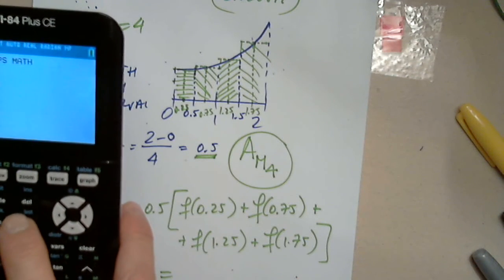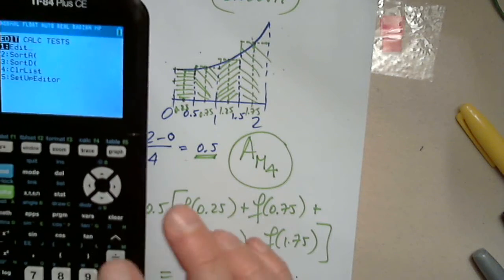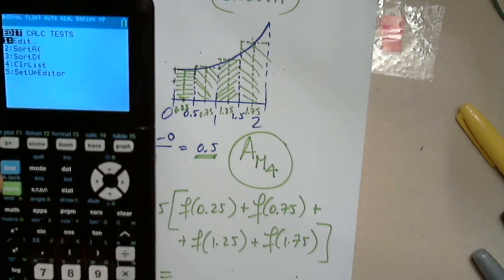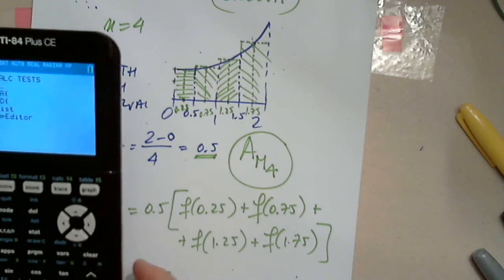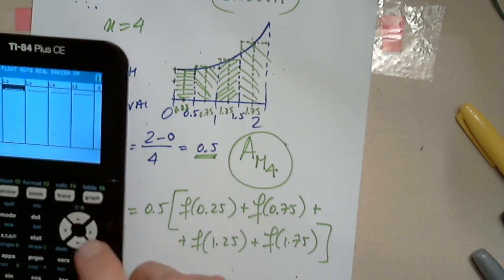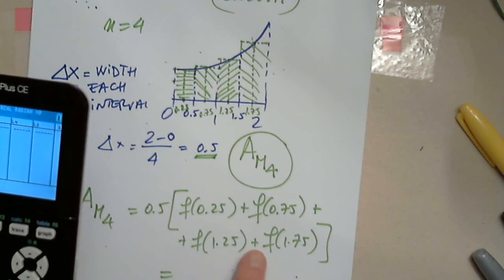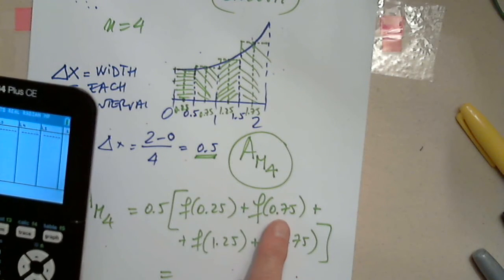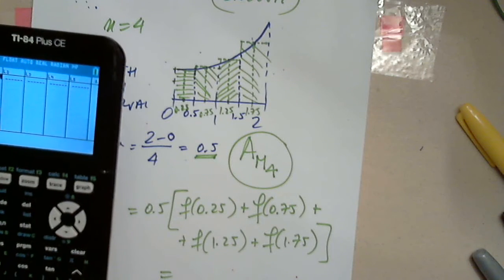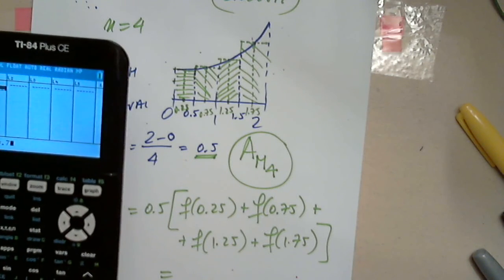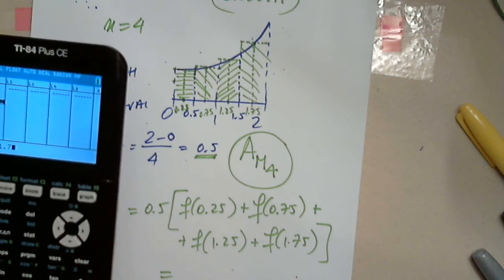Just press stat, not second and list, just stat. And we want to edit. So press edit. In list L1, I want to put these numbers: 0.25, 0.75, 1.25, and 1.75. 0.25, enter, 0.75, enter, 1.25, enter, and 1.75, enter.